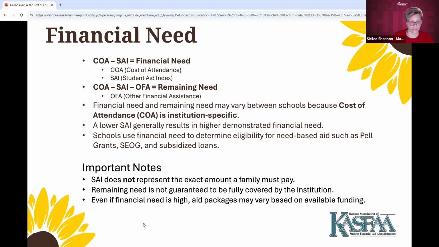When a student has a lower SAI, it generally results in them having higher financial need, or demonstrating higher financial aid need. Schools use financial need to determine a student's eligibility for need-based aid, such as the Pell Grant, SEOG grant, and subsidized loan. It's important to note that the SAI does not represent the exact amount a family would need to pay. Remaining need is not guaranteed to be fully covered by the institution. Even if financial need is high, aid packages may vary based on available funding.